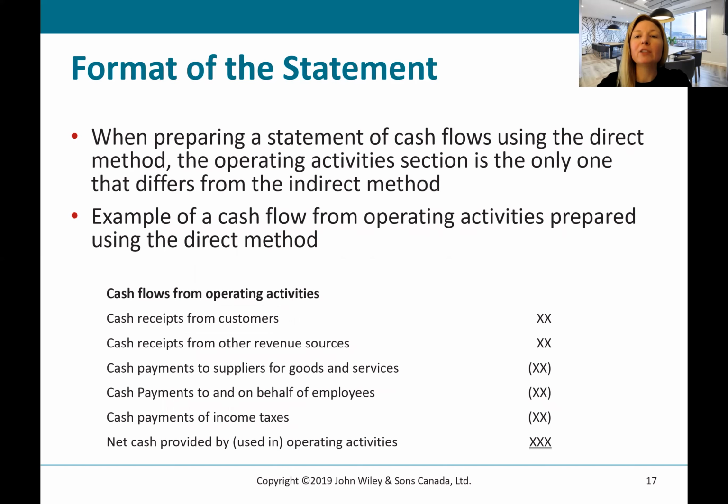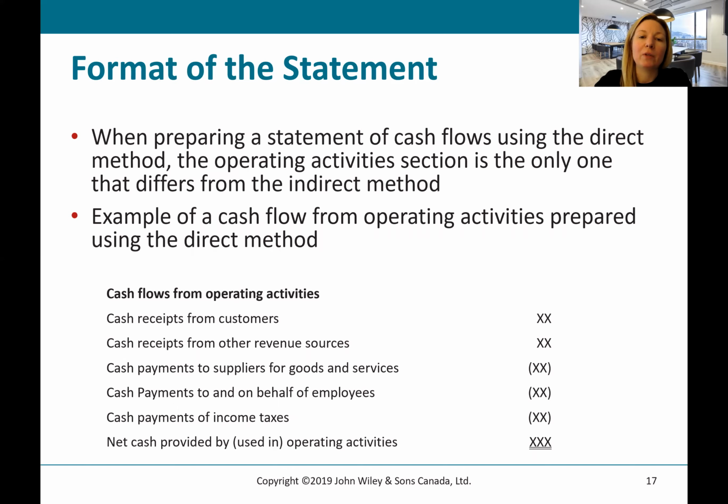When preparing a statement of cash flows using the direct method, the operating activities section is the only one that differs from the indirect method, which is great. So investing and financing activities are exactly the same between the direct and the indirect method. So sometimes in the tutorial section, you'll see we need to prepare an indirect cash flow and then also a direct cash flow for the same question. And the only thing that would differ between those two methods is the operating activity section. However, you have to come to the same answer. So regardless of how you go about creating your cash flow statement, the net cash provided by or used in operating activities has to be exactly the same.